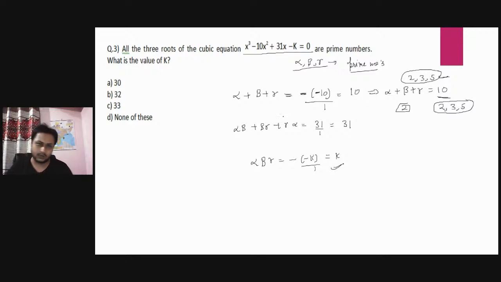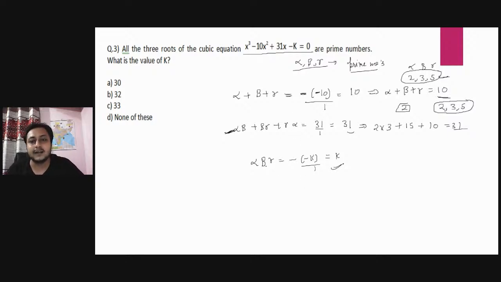Got it? So you can also check by putting these values in the second equation. You can cross-check with this as well. Take alpha as 2, beta as 3 and gamma as 5. Alpha into beta means 2 into 3, plus beta into gamma means 3 into 5, which is 15, plus gamma alpha, 5 times 2 is 10. 10 plus 15 is 25, plus 6 is 31. So it is verified. That simply means the roots are 2, 3, 5. This is the only possible case.